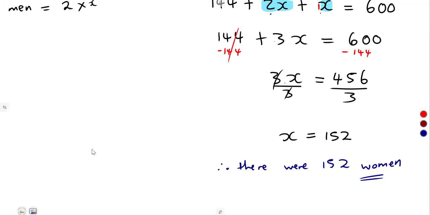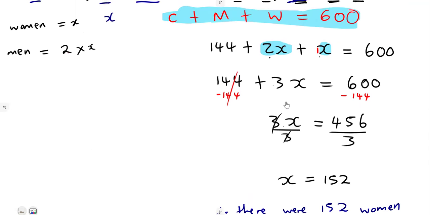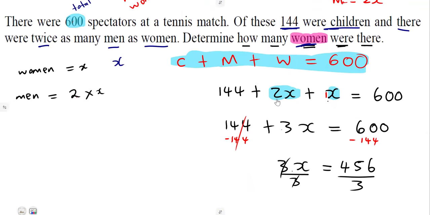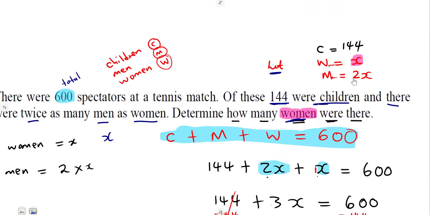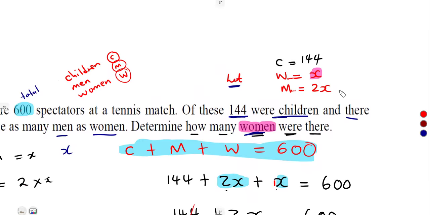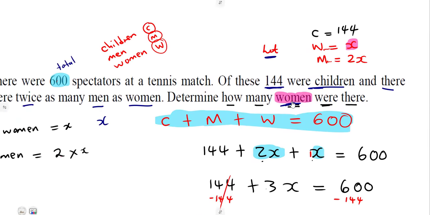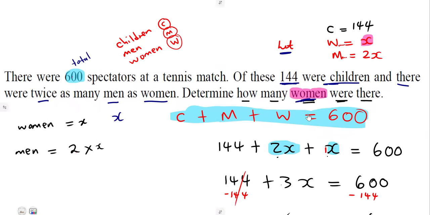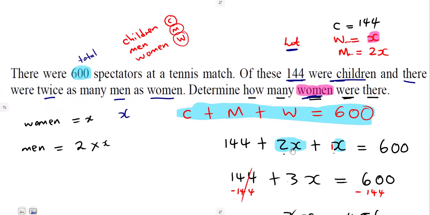All right. So let's say the question was the number of men. How many men? If it was for men, you know that men is 2x. So you're simply going to multiply 2 times x. Remember, your x is 152. So you multiply there. That is the condition. All right. So in our case, it was how many women? Just like that.